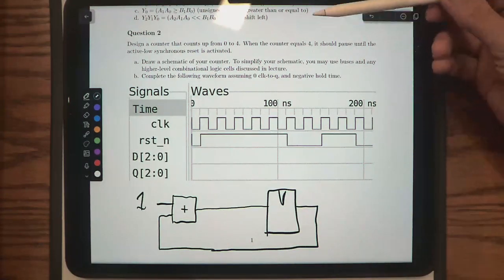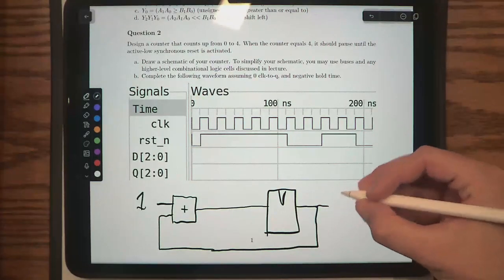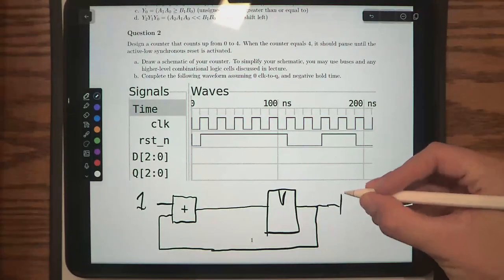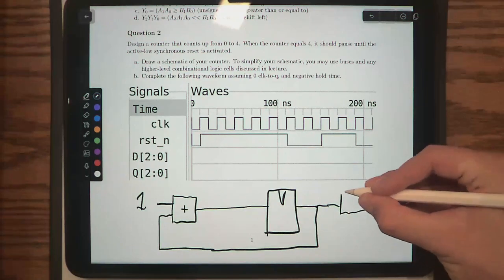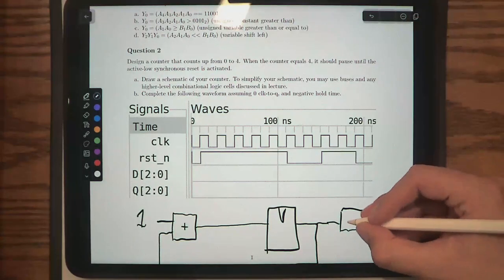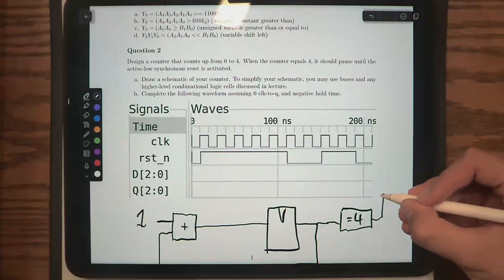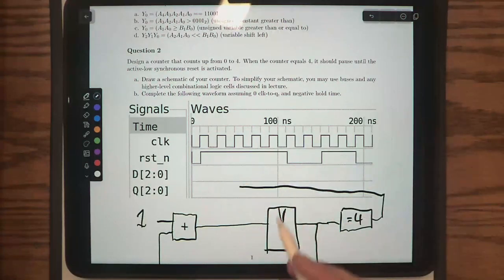But what this is asking is, when the counter equals 4, in other words, when this part right here equals 4, maybe we can have an equals 4 unit, similar to what we designed up here, where this is equals whatever that number is. And then maybe we can take this and feed it back into here. So what do we put here? How do we use this signal?